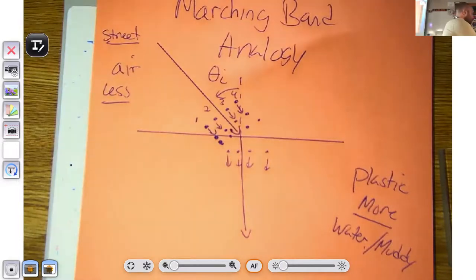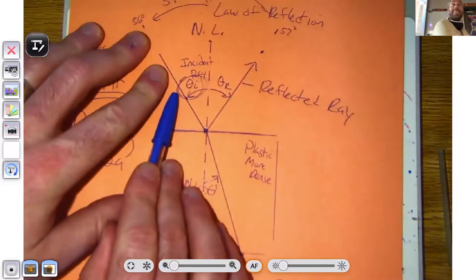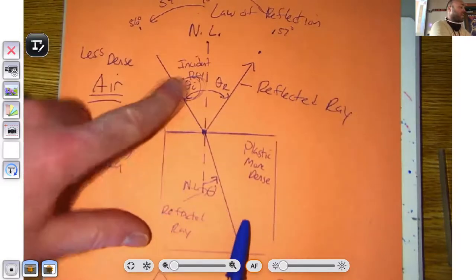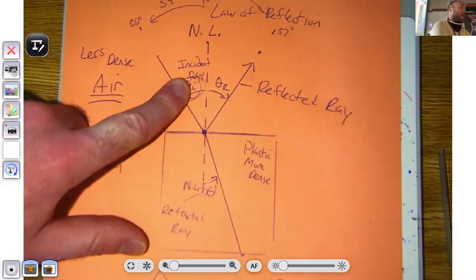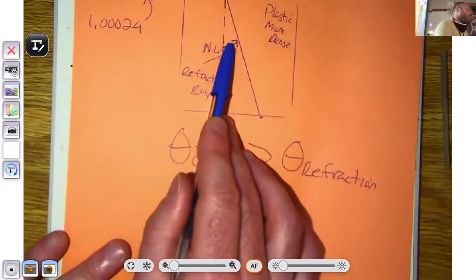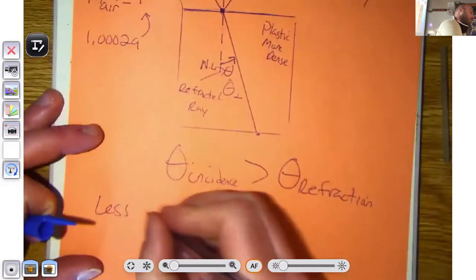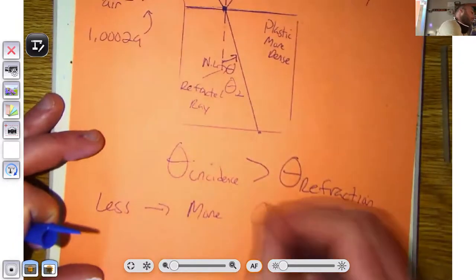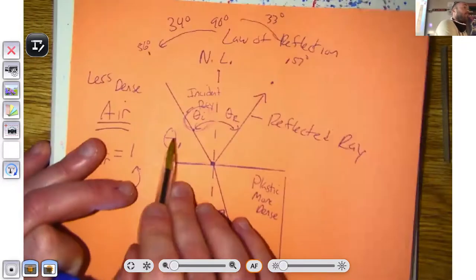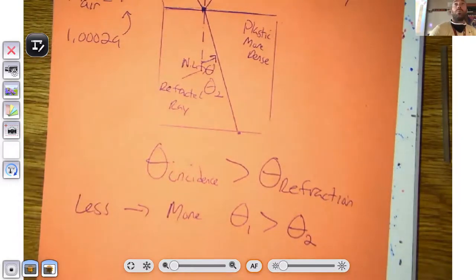And so what we noticed from that previous slide, and Ashton, I think you were the one to make this observation, when we went from a less dense material to a more dense material, the angle at which we went to our boundary was greater than the angle at which they were now traveling in the new medium. Okay. So it's almost as if we could call this theta 1 and we could call this one theta 2. When you go from a less dense to a more dense material, the angle 1, or the angle before you get to the boundary, is going to be greater than theta 2. Yeah, Ashton.